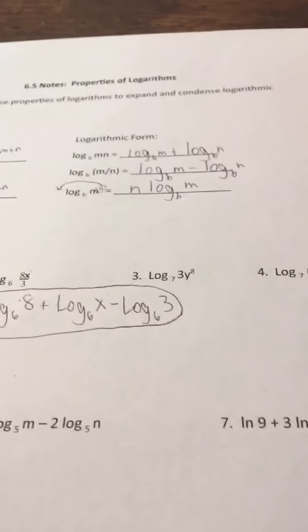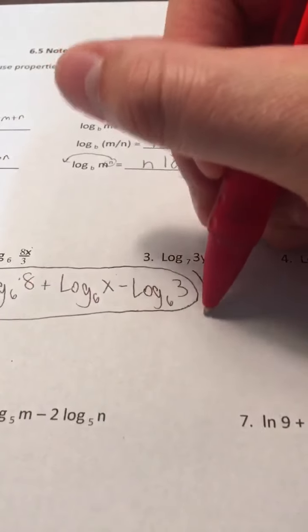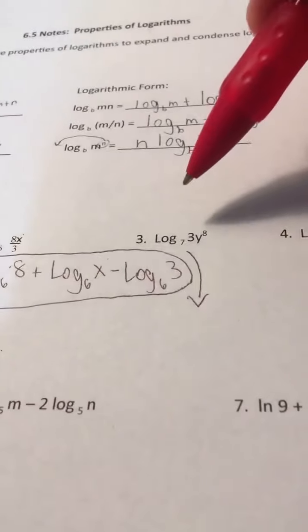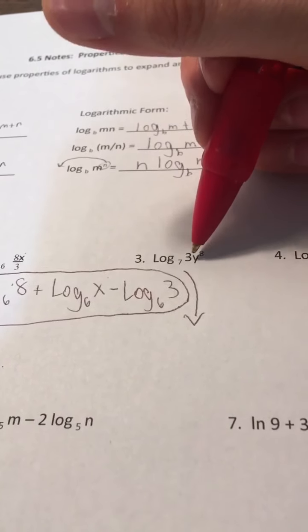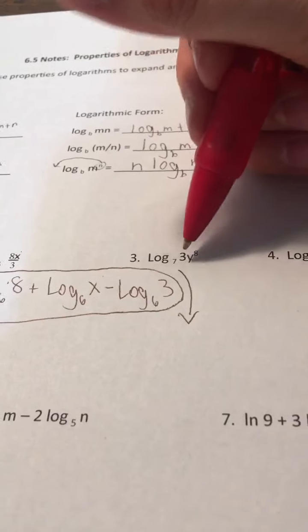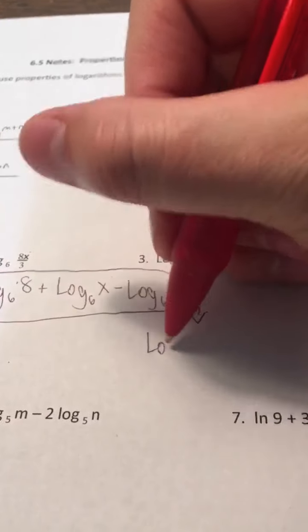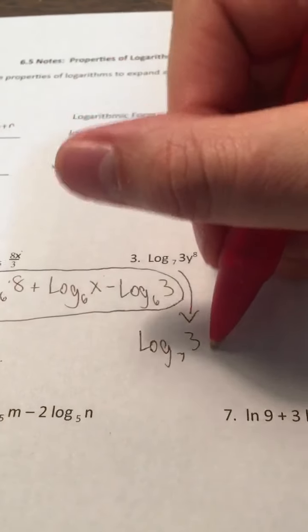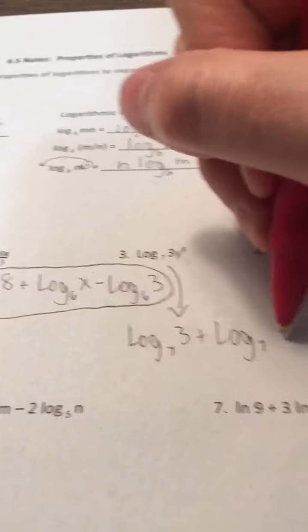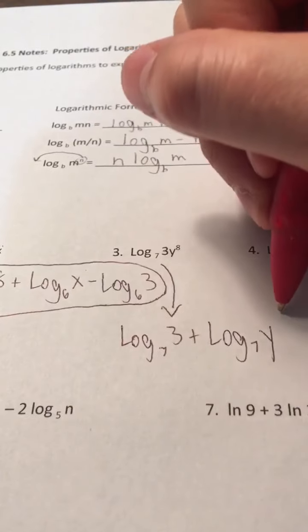Now problem number 3. Just draw an arrow so I can actually see what I'm doing. Log base 7 of 3y to the 8th. Again, 3 times y. This is multiplication. So I'm going to turn this into addition. I'm going to rewrite this as log base 7 of 3 plus log base 7 of y to the 8th.